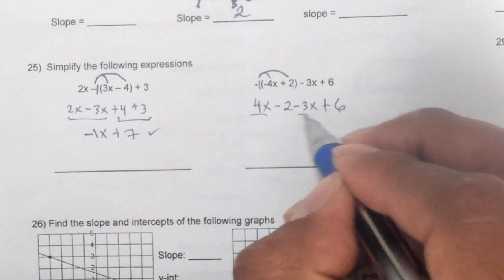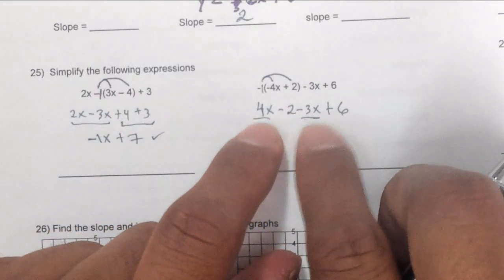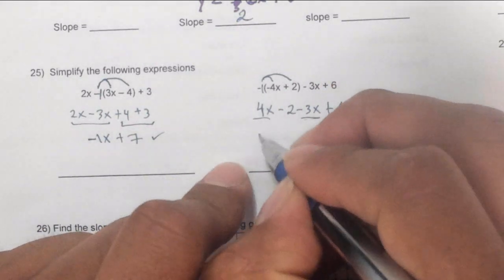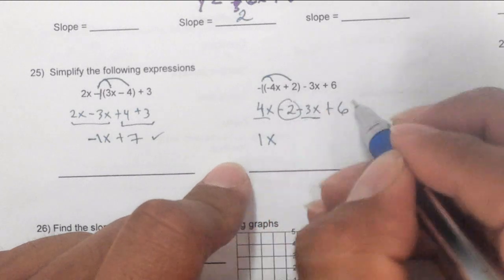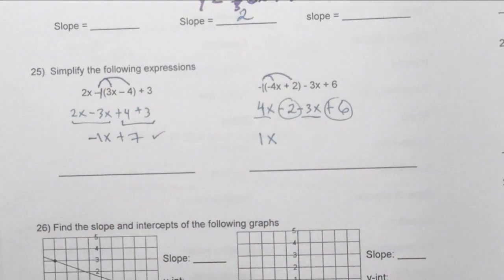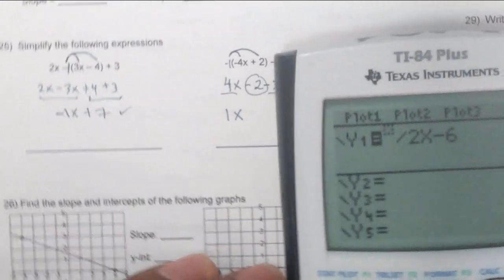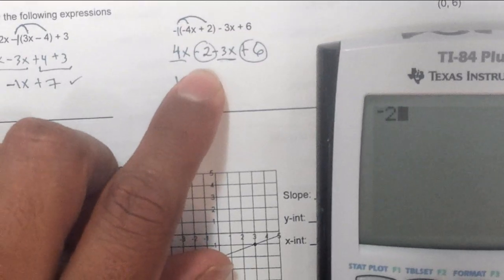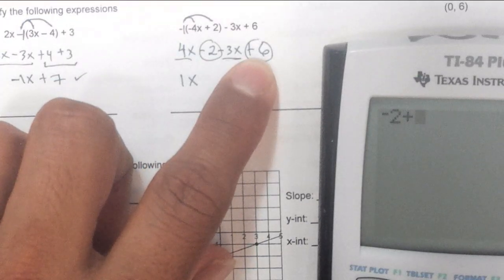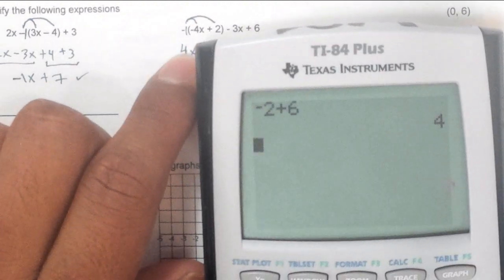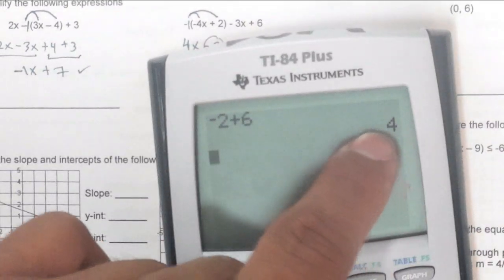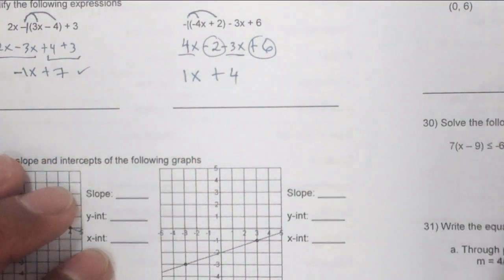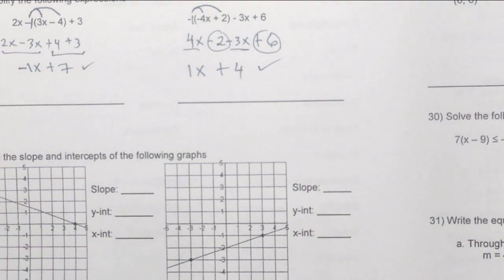I see an x over here and an x over here. So if you put this together, that's 4 minus 3, and 4 minus 3 is 1. So 1x. I also see a number and a number. Now, if they are not together, you can always use your calculator in this way. I want to make sure I know the answer, so that's negative 2 plus a 6, and that gives me 4. It is positive. Remember, if it doesn't have a sign, it's because it's positive. So 1x plus 4, and you're done. Okay, that's the final answer.